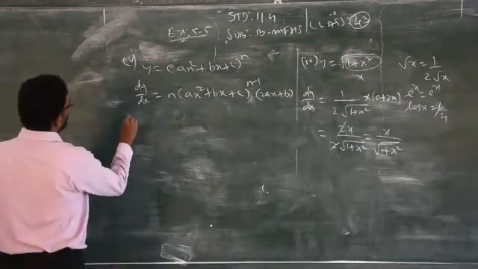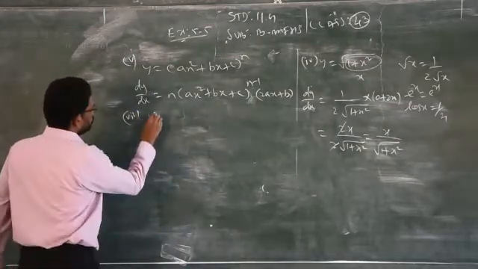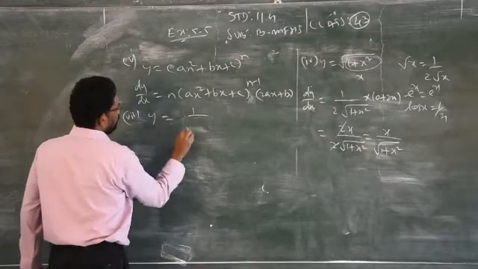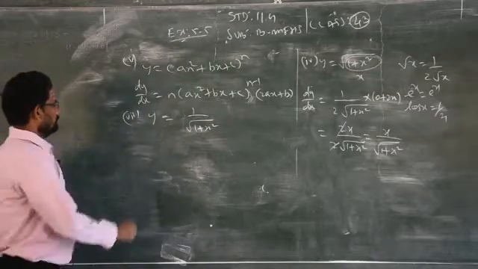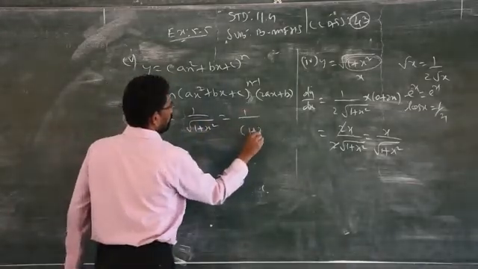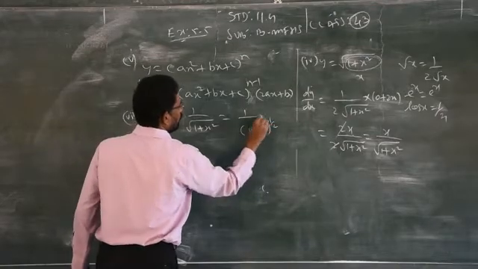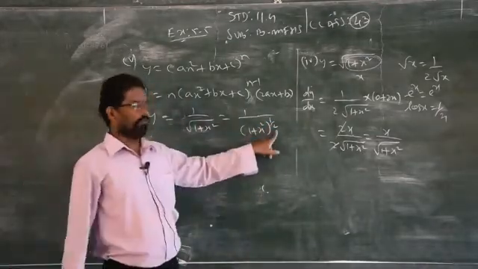Then the last one, sum number 7, that is y is equal to 1 by square root of 1 plus x square. So I am rewriting this as (1 plus x square) power 1 by 2, because the value for square root is half, 1 by 2.